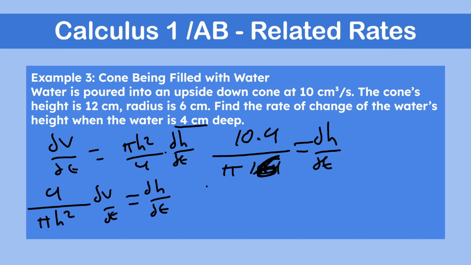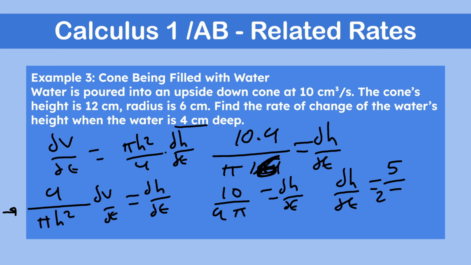Okay, so to reiterate, we're at here. We have 10 times 4 over pi. h squared is 4 squared, so you have 16. 4 over 16 is 1 over 4, so we have 4 pi. 10 over 4 pi is equal to dh/dt. And once we simplify, we get that the rate of change of the height is equal to 5 over 2 pi centimeters per second.